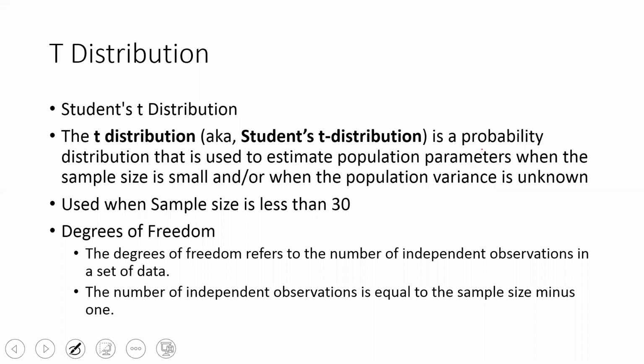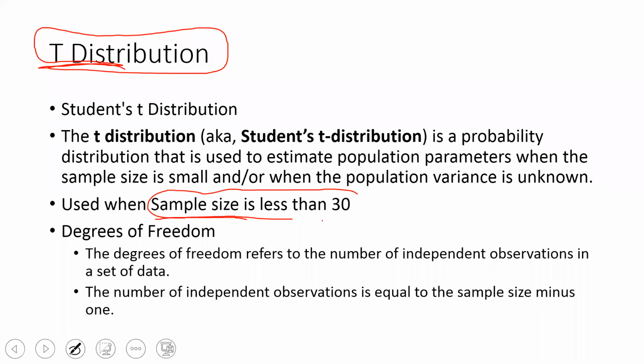And the t distribution we have discussed. The t distribution is used when the sample size is less than 30. When the sample size is less than 30, then we will be using the t distribution.